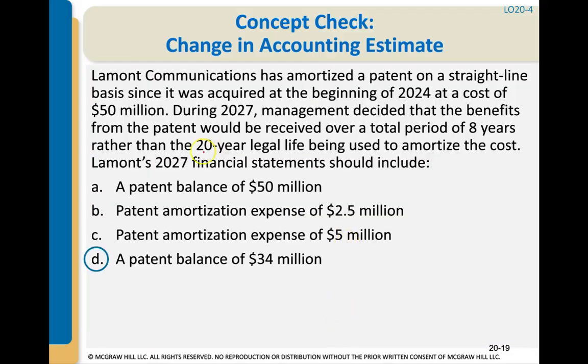So the question says, Lamont's 2027 financial statements should include what? And it's going to be D. It's the patent balance of $34 million. When it says the patent balance, it means the net book value.